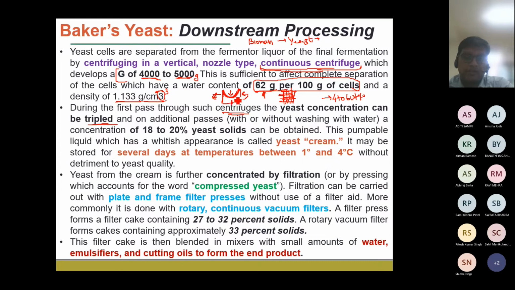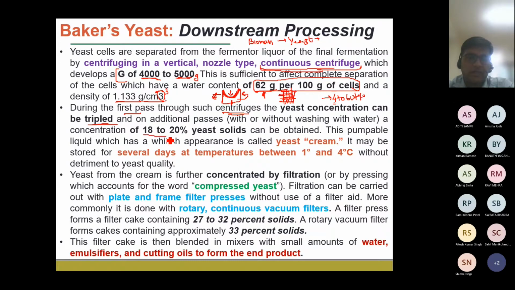This is a continuous centrifuge, so you have to remember that once the cake has formed, it is continuously removed and scraped out, and fresh broth is again added. So it is said that at the first pass of the centrifuge, the concentration can be tripled. If initially it starts at 4%, then at the first pass it will increase to, suppose, 12%. And then it will go to the subsequent higher quantity. So at each pass we are almost tripling.